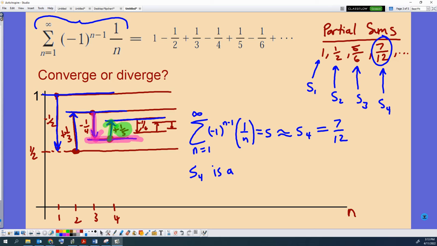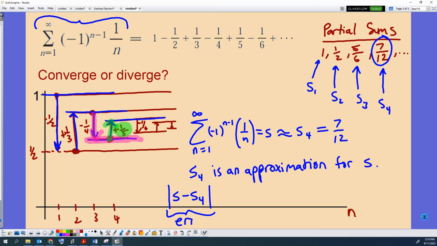S4 is an approximation for the series, so for S, which is the series value. And the difference between S and S4, let's put absolute values around that because it doesn't matter if we're at an overestimate or underestimate here. This is the exact error of our approximation. It's called the remainder also. Because of that, we can call it R4. And again, we can throw absolute values on this.